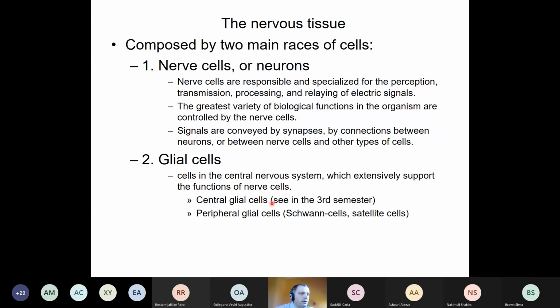But what I have to tell you is the significance of the peripheral glial cells. And in the periphery, two kinds of glial cells have a greater significance: Schwann cells and satellite cells. I will talk about these cells a bit later. Schwann cells next week, satellite cells at the end of this lecture will be introduced.